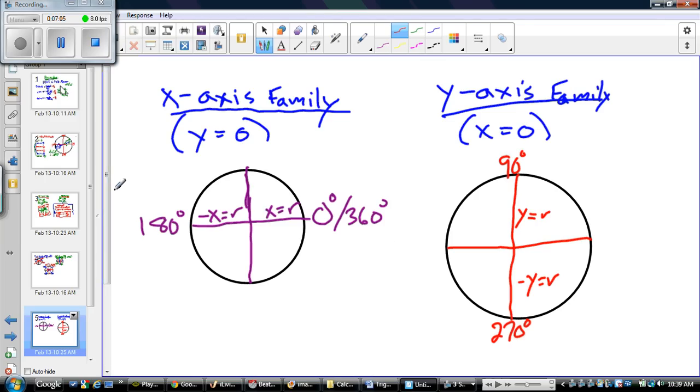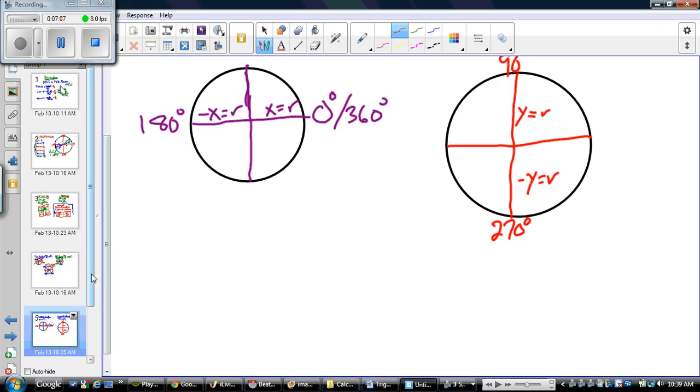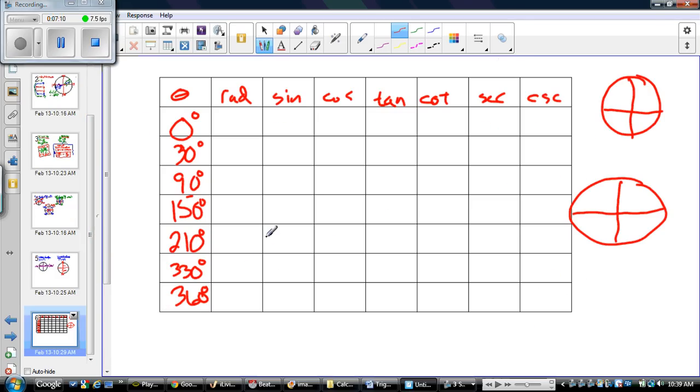Okay, so let's go to our last one. What's our chart going to look like, and how does this help me? First of all, I know I have to divide all these by 180. 0 divided by 180 is 0. 30 divided by 180 is 1/6, so this is pi over 6 radians. I skipped some; I'm just doing part of them. 90 divided by 180 is 1/2, so there's pi over 2.